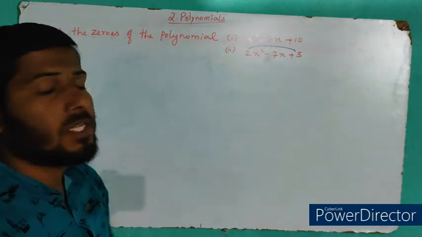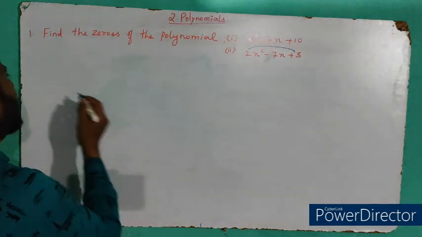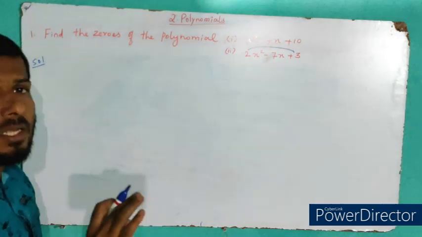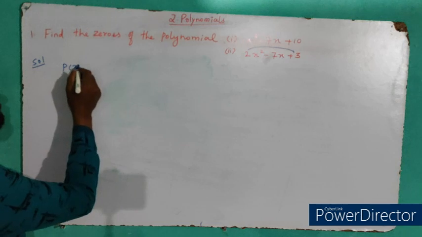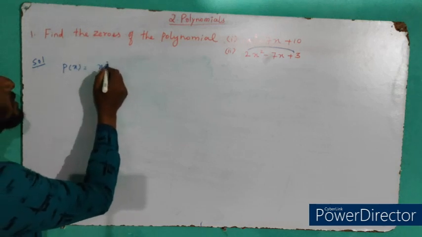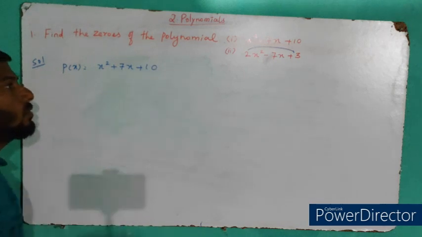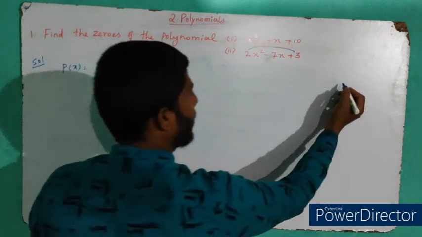So let us take the first question now. We have x square plus 7x plus 10. This is just a direct model, means finding the zeros only. So let's take the polynomial p of x is equal to x square plus 7x plus 10. To find zeros we are using splitting the middle term, means let us find out the factors of 10.